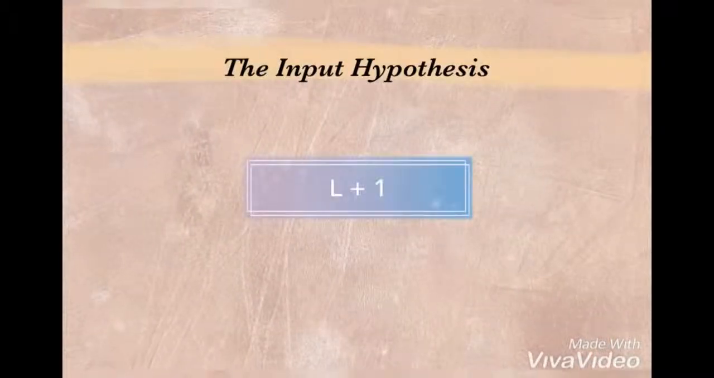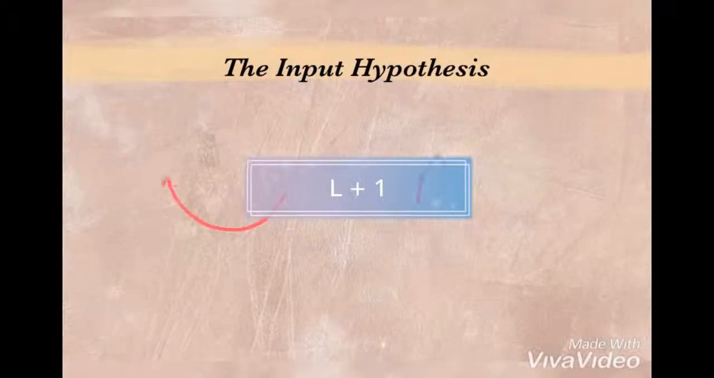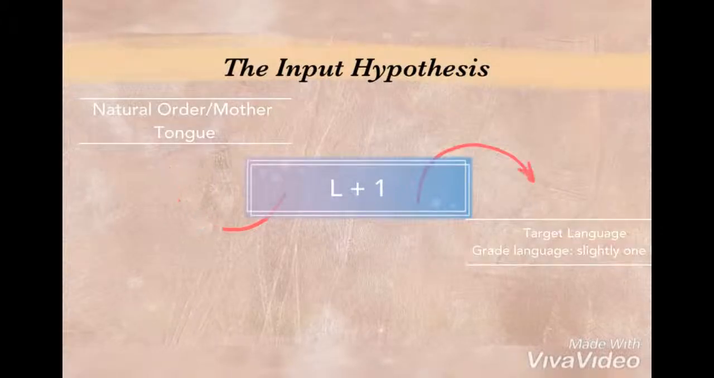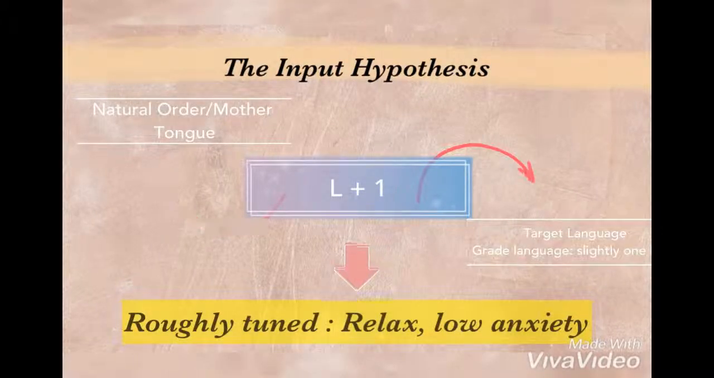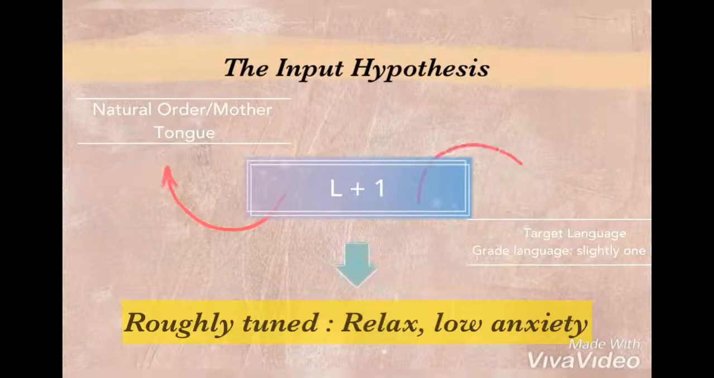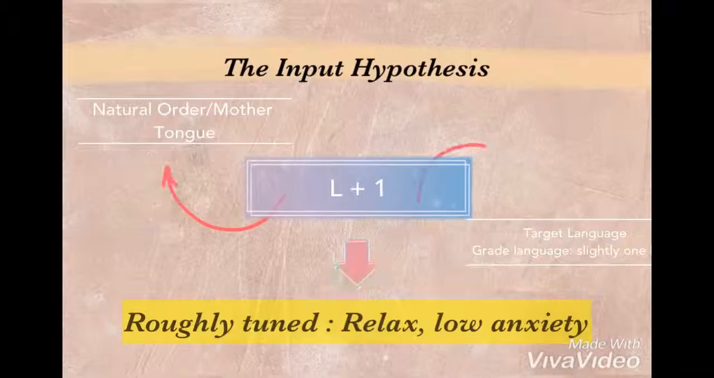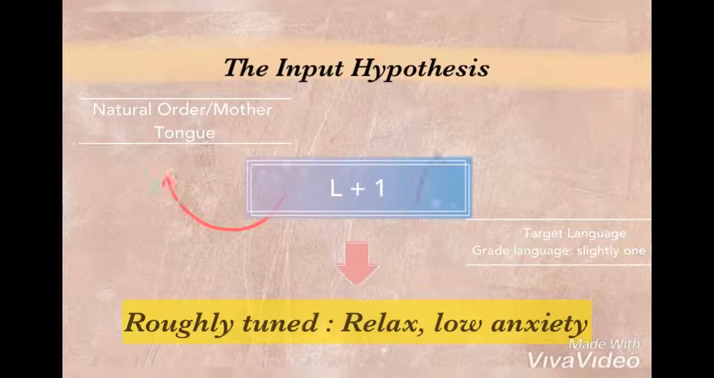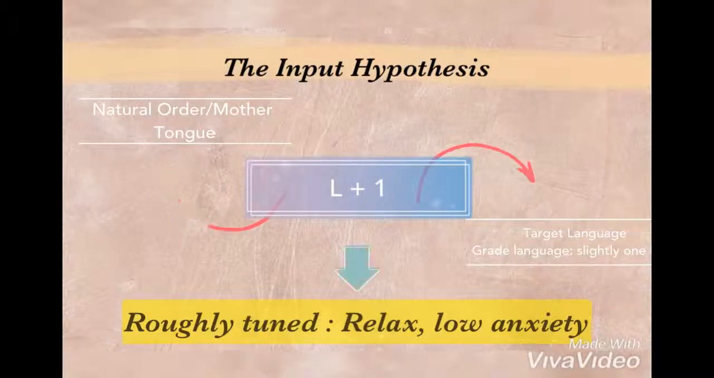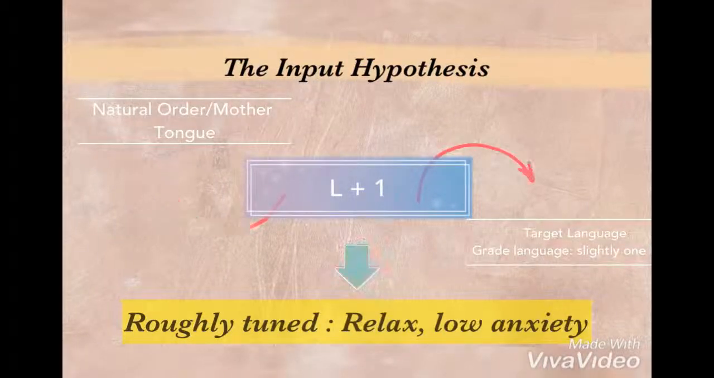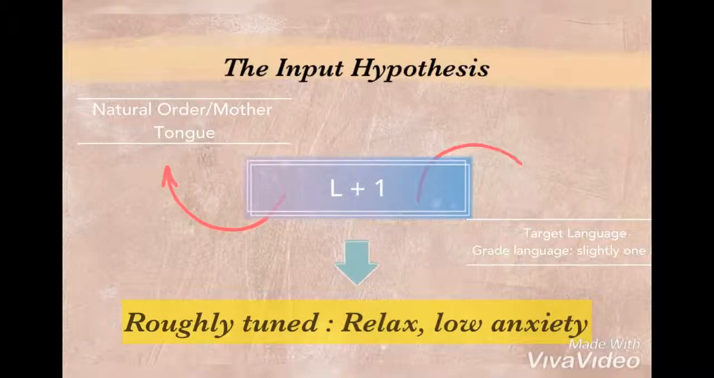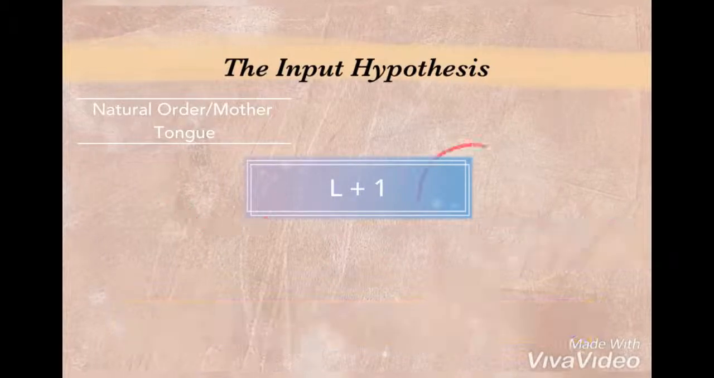The fourth is the input hypothesis. This is the formula L+1. L is for the natural order or mother tongue, and 1 is for the target language. Krashen describes these in terms of the type of input the learner receives. Input must be comprehensible, slightly above the learner's present level of competence, interesting or relevant, not grammatically sequenced, in sufficient quantity, and experienced in a low anxiety context.